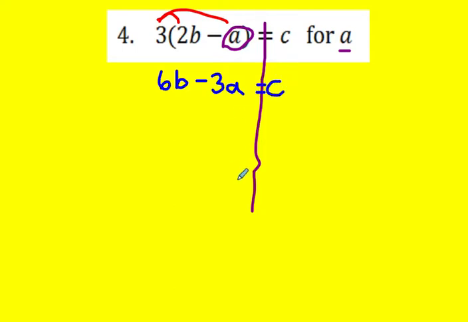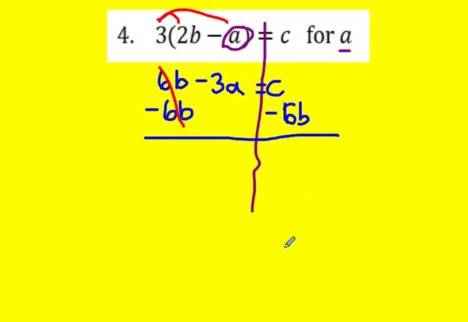So now I'm working to get A by itself. So I look for anything that's held on by addition or subtraction. So that would be this 6b. And since 6b is positive, to get rid of it, I'm going to subtract it. So I'm going to subtract 6b from both sides. Now when I subtract that on the right hand side, 6b and c are not like terms. So they are not going to combine. They both will be just listed on the right hand side.